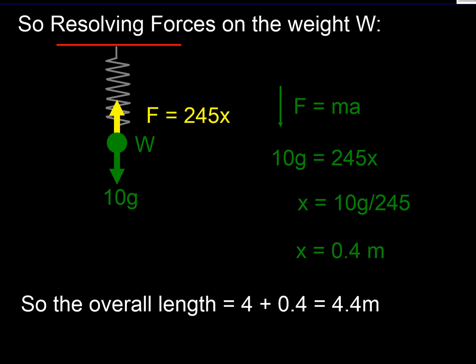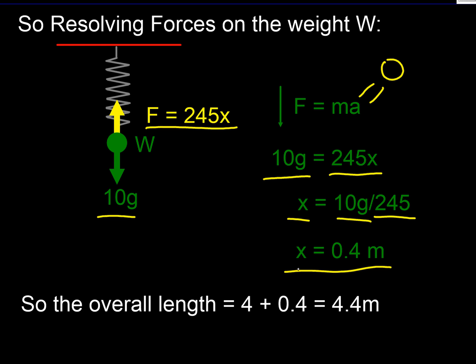What's going to happen? Well, F equals ma. If we're in equilibrium, there's no acceleration. So all we need to know is that the force down must balance the force up. So 10g, that's my weight force, gravity force, must equal 245x. Therefore, x must equal 10g divided by 245. Therefore, x, the extension, must be 0.4 meters.